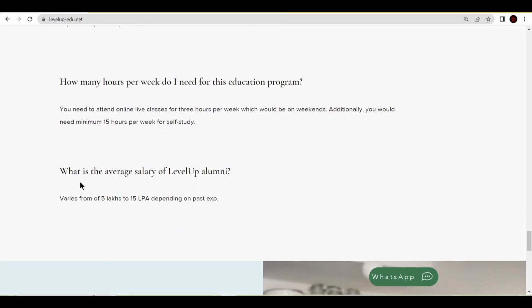Now here you can see the most important part, that is, what is the average salary of Level Up alumni? And this is the most interesting thing, guys, that it varies from 5 lakh rupees to 15 lakh rupees, based on past experience. This is the fantastic thing present over here. They have fantastic instructors who have more than 20 years of industry experience. And they are providing a job guarantee of 5 lakh rupees to 15 lakh rupees, depending on your past experience.